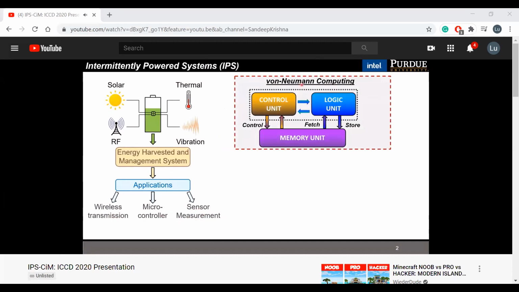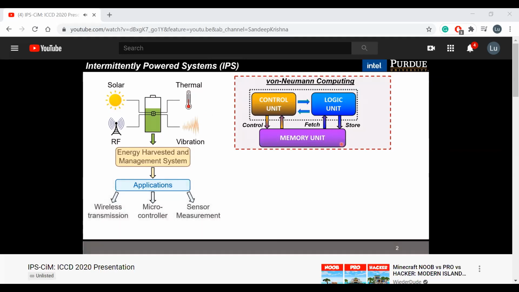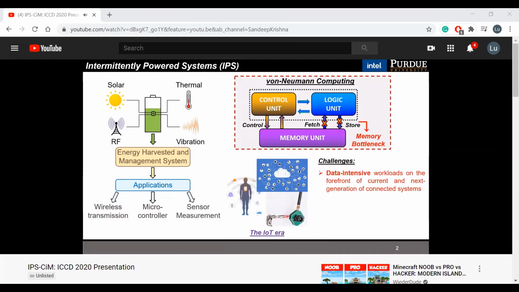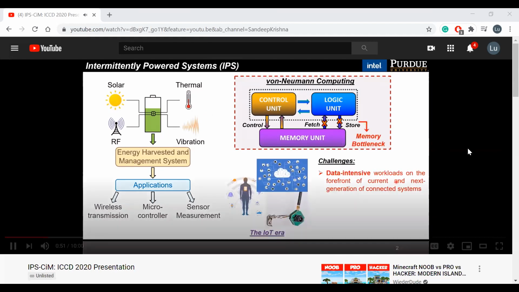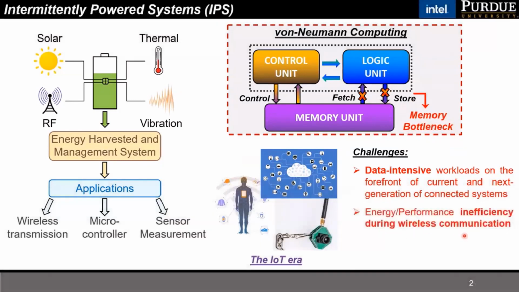Now, traditionally, von Neumann computing architecture has been used for IPS, where we have a memory unit outside the logic unit, and to perform processing, the logic unit fetches data from the memory unit and stores back the results to the memory unit. However, with the emergence of the big data or IoT era, data-intensive workloads have come to the forefront, which has led to what is known as the memory bottleneck due to the long-distance data transmission between memory and logic units. Moreover, wireless communication in these energy-constrained systems has led to severe energy and performance inefficiency.